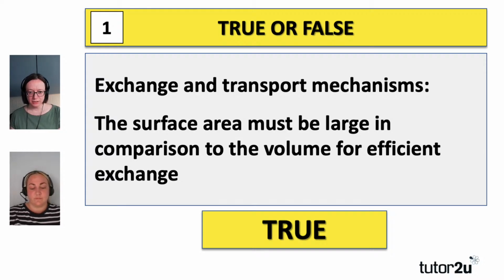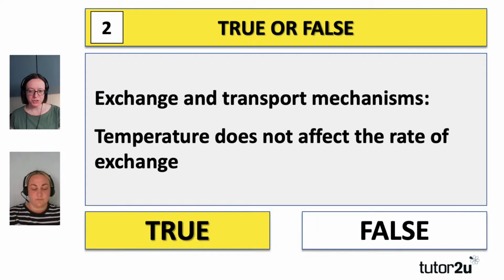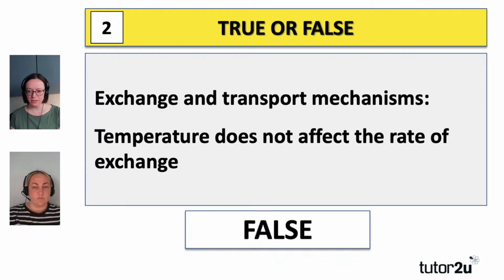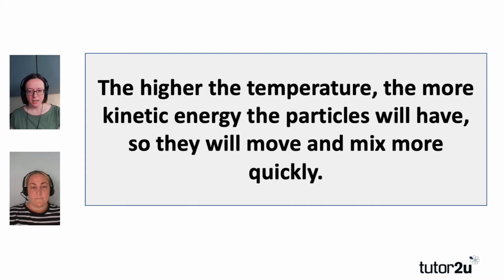So the next one: temperature does not affect the rate of exchange. Is that true or is that false? Does anyone know? Think about what you might know about how particles move. I would go with false for this one. Okay. Yep, you're right. Well done. That one is false, because if you increase temperature, the particles have more kinetic energy, so they move and mix much quicker.